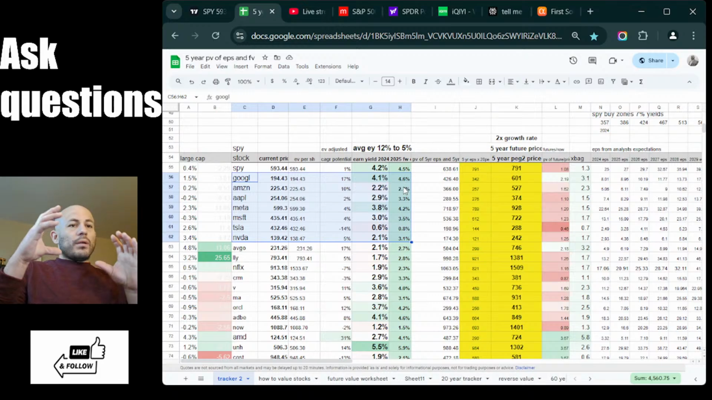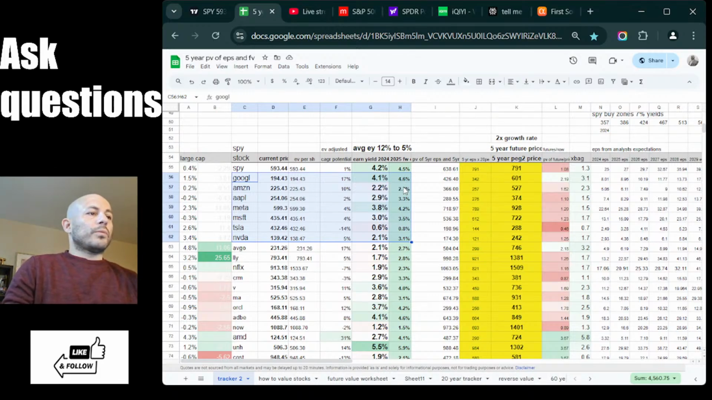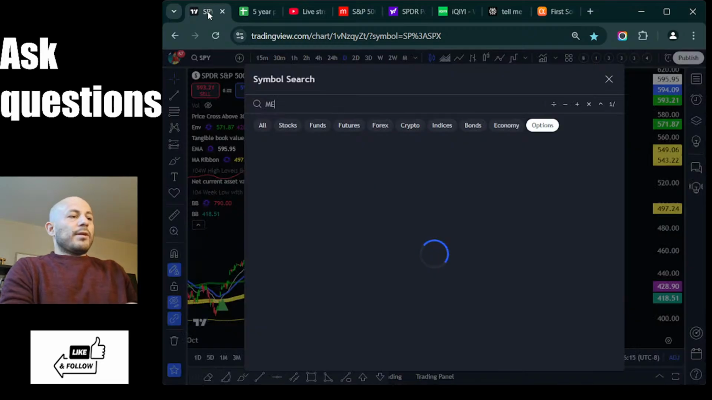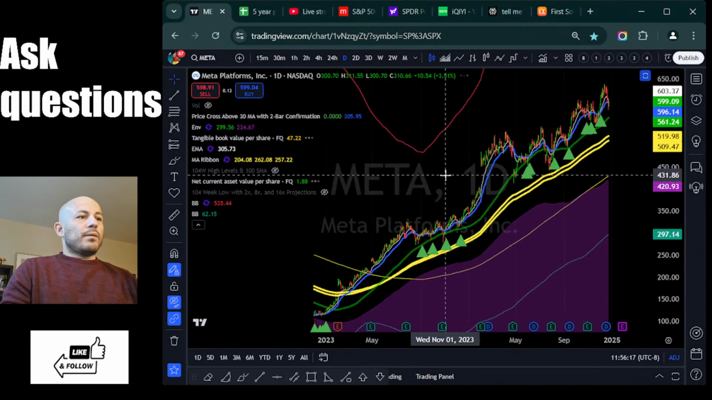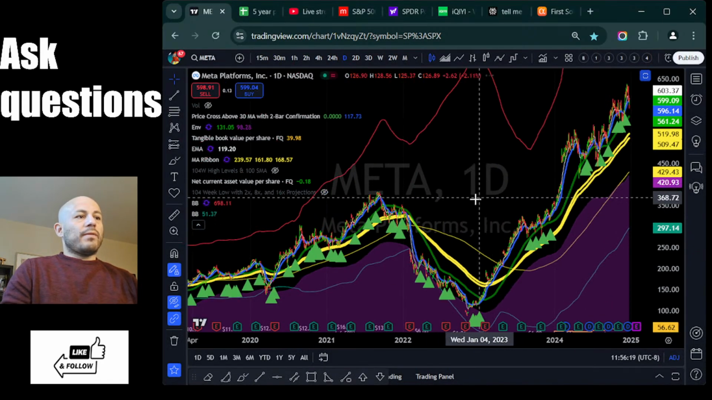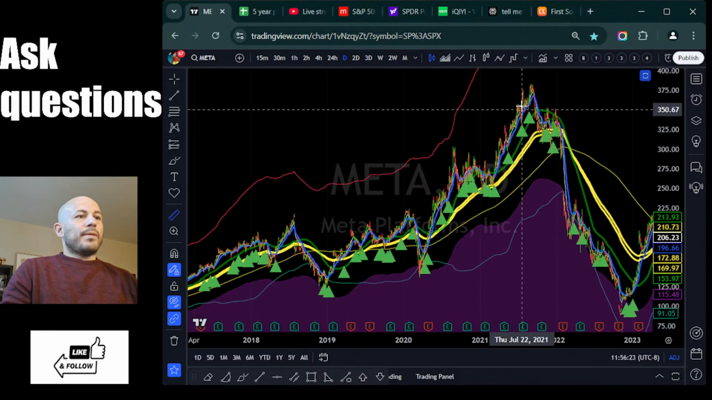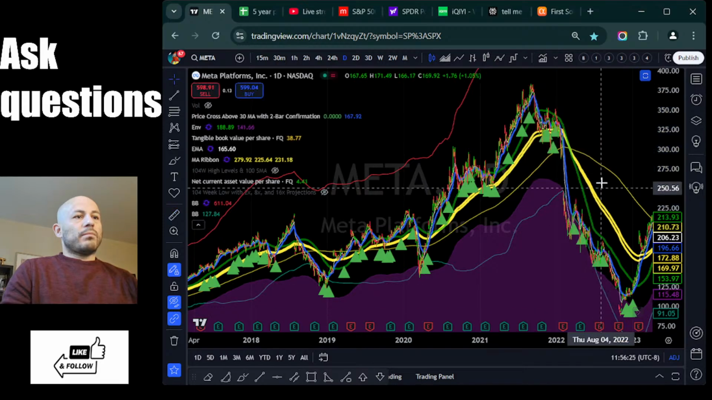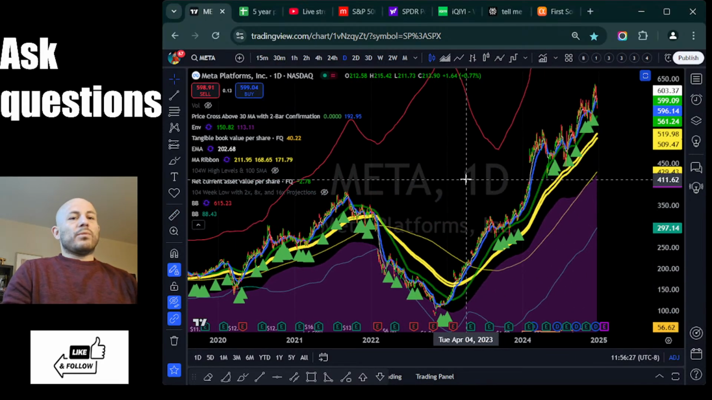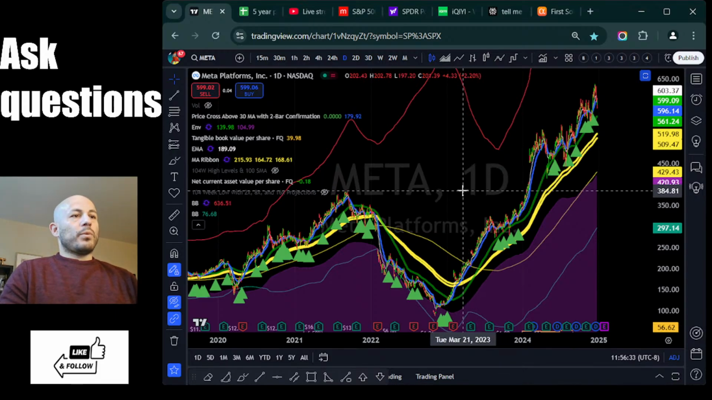Now, if growth continues, they will keep growing into the new future multiple at that growth rate. But as we've seen with Meta, if something scares investors, there's a big crash in the stock. So we want to be careful. Meta dropped 75% when there was a change in Apple's privacy rules. So we want to be careful.